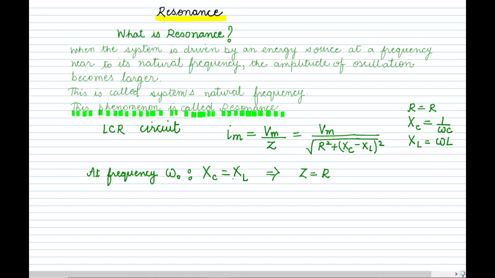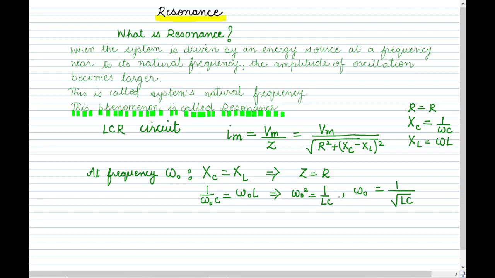And since we have taken the condition that XC is equal to XL, we put the value of XC, which is 1 upon omega naught C, because we are considering a particular frequency omega naught, and this is equal to omega naught L. So these two are the same. If we do the cross multiplication, then we have omega naught square is equal to 1 upon LC, or omega naught is equal to 1 upon under root of LC.